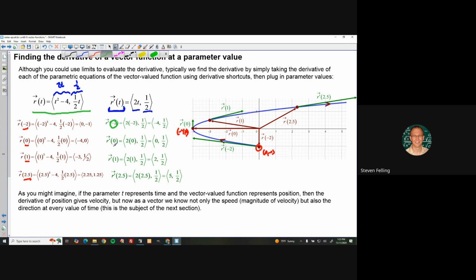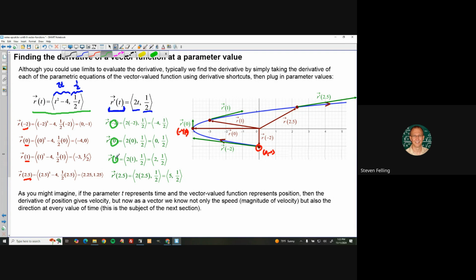Right? If you plugged in time 0, you would get this tangent vector, this r prime vector 0, 1/2, which means when the position vector is at -4, 0, and we're at -4, 0, right? We're currently moving 0 in the x direction and 1/2 in the y direction. So now the motion is completely vertical and it's much slower as we round this bend.